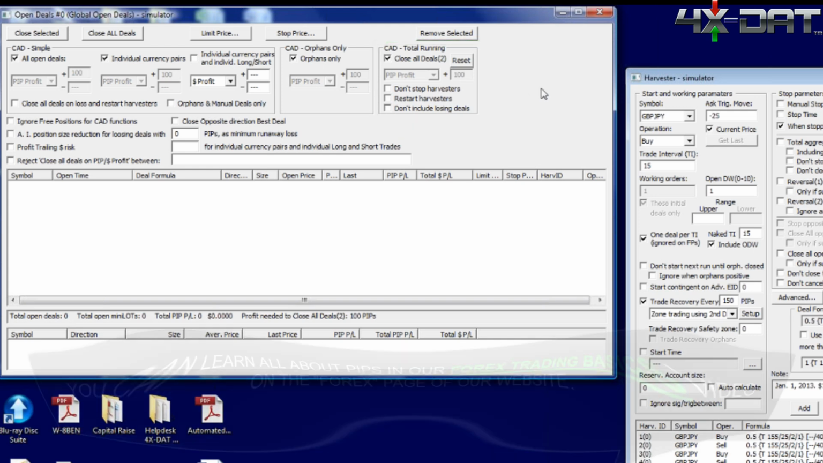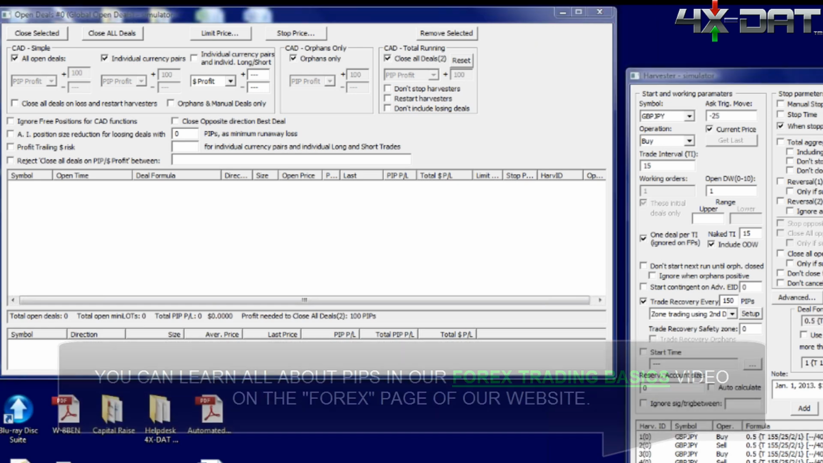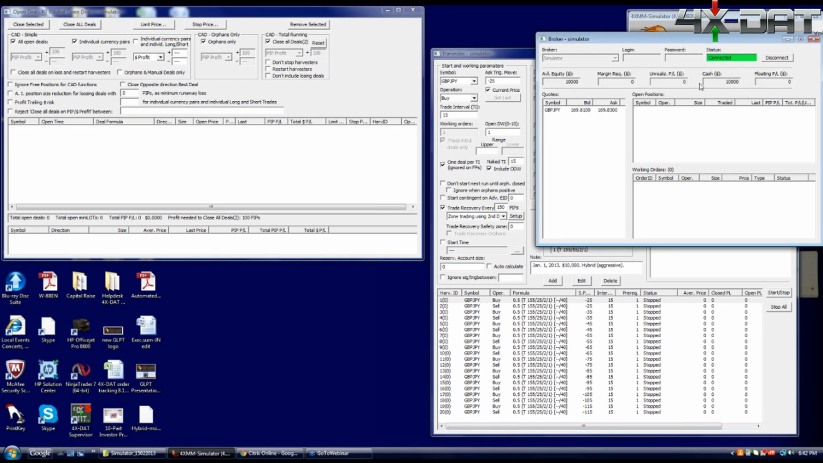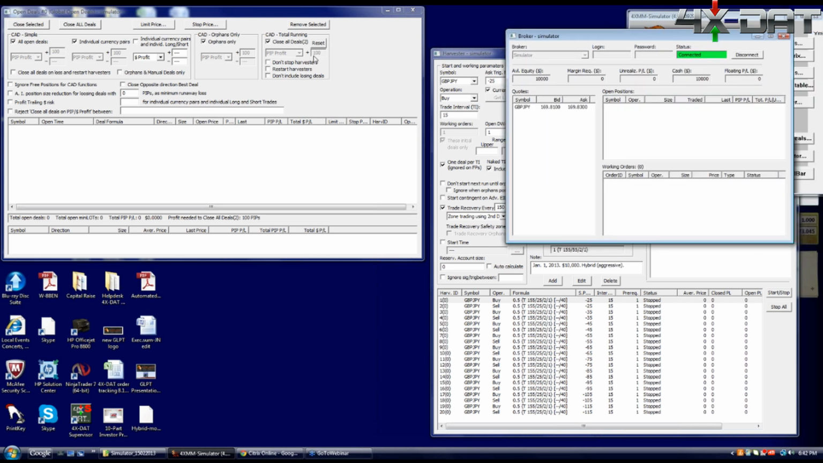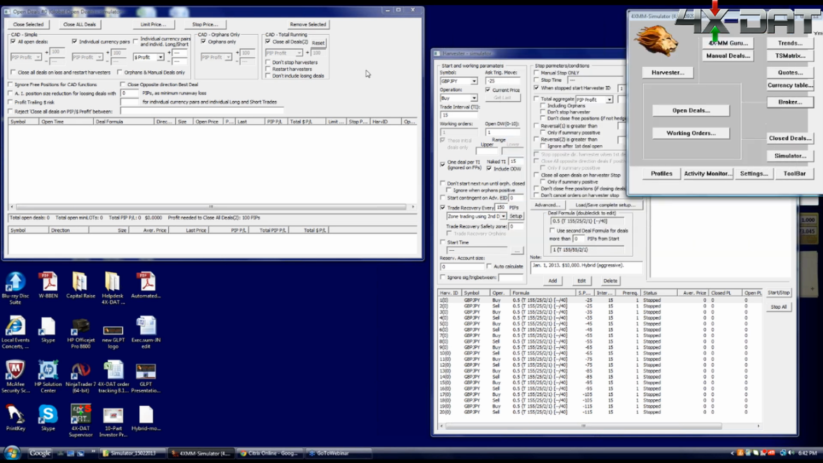If you are, you understand what a pip means. So we've got 100 pips, which represents approximately 1% of my trading account. Now, on the broker window, I'm going to be starting with $10,000, and obviously 100 pips, roughly give or take $100, is approximately 1% of $10,000. So we're going to be targeting a profit of $100.